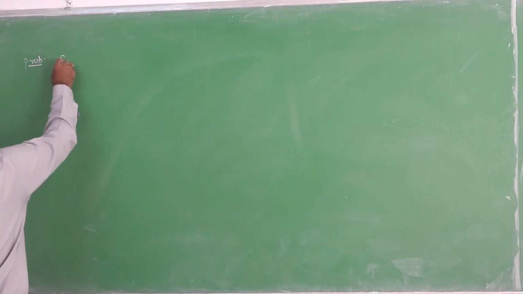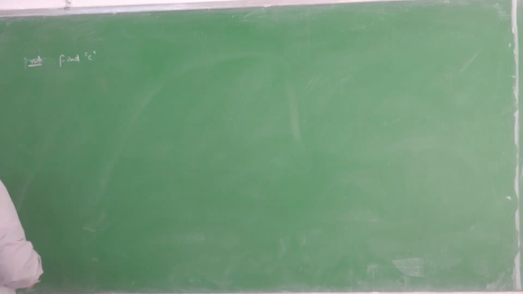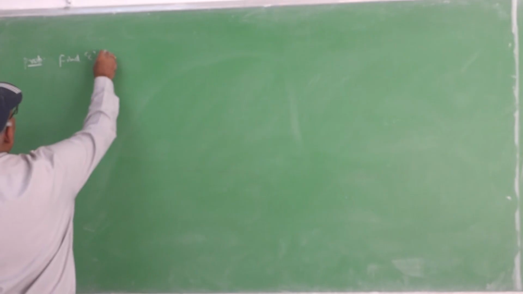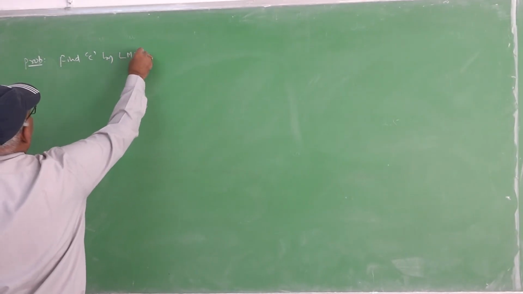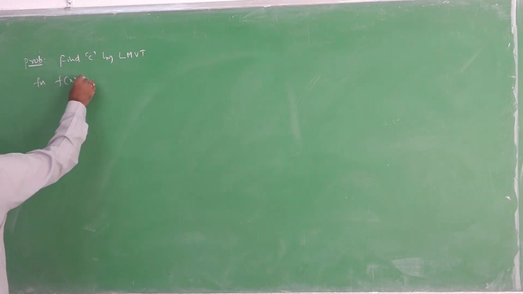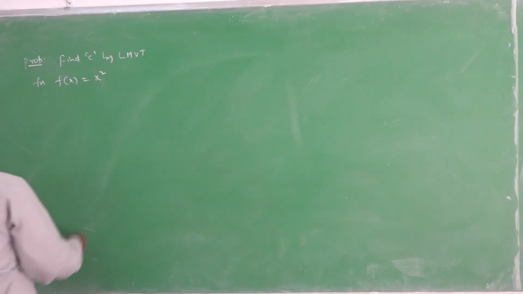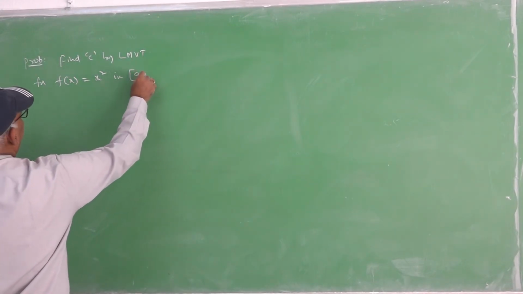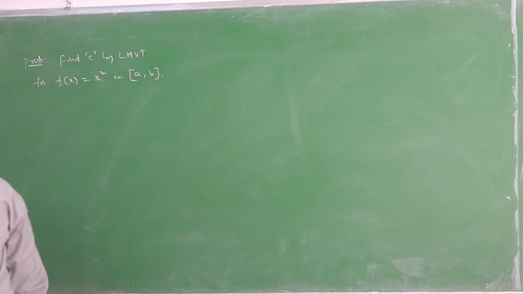I will give one more problem. Find C by Lagrange's mean value theorem for the function f(x) equal to x square in the interval a comma b.